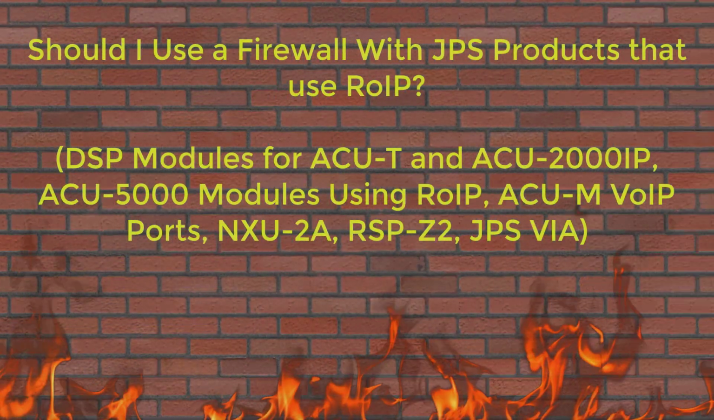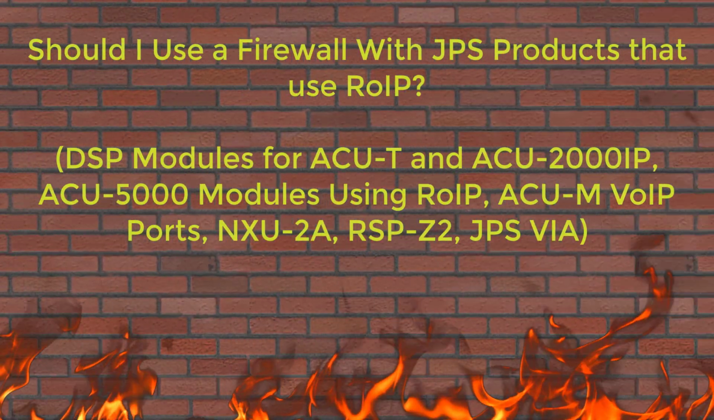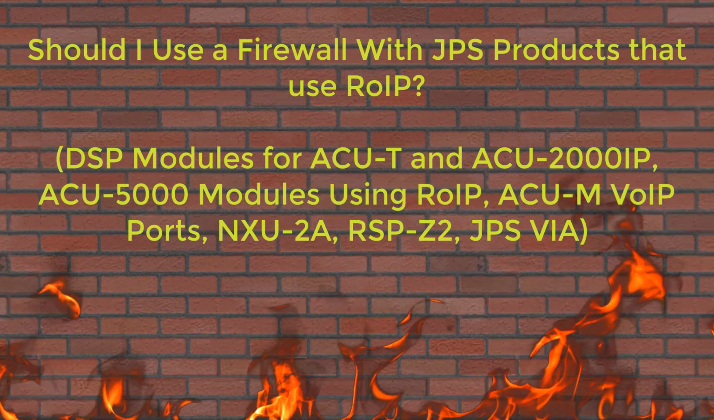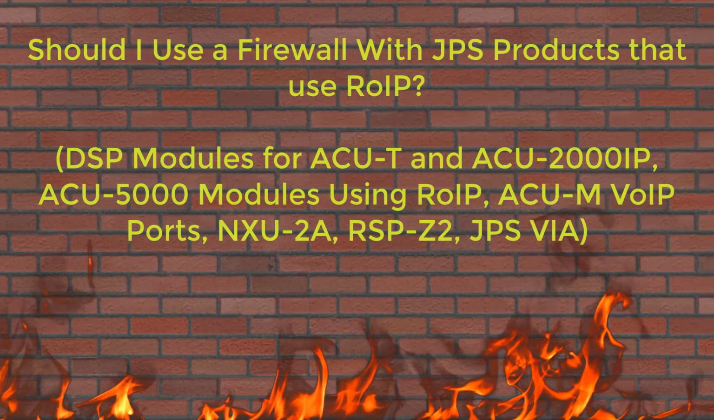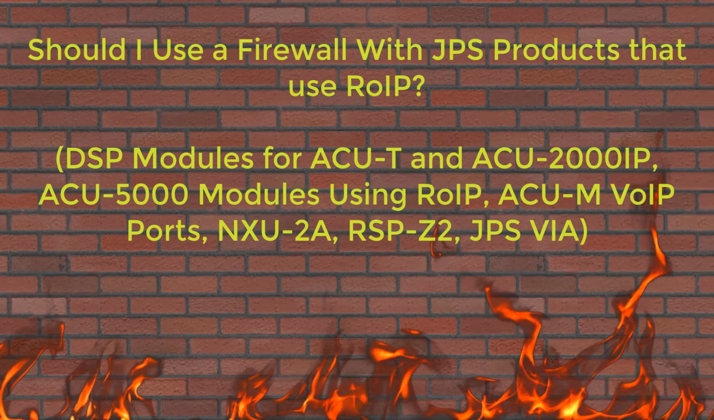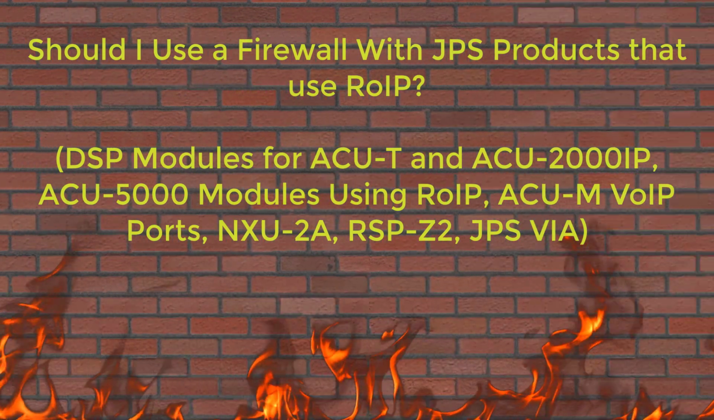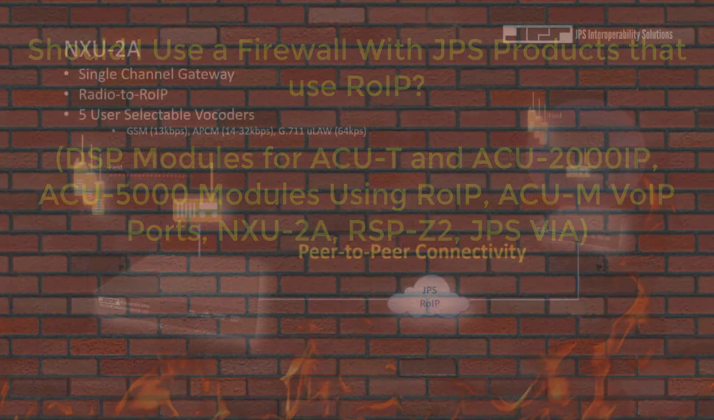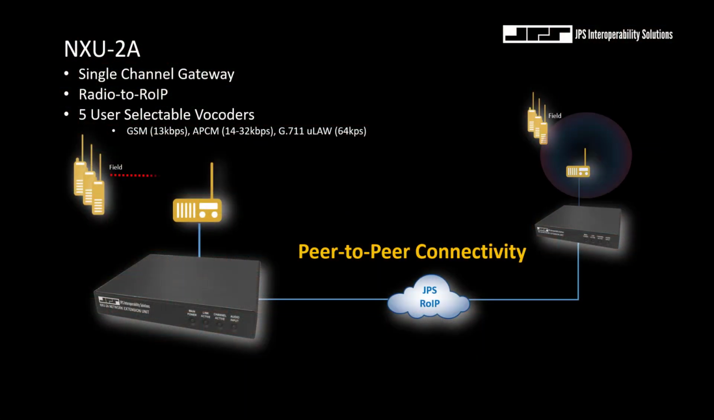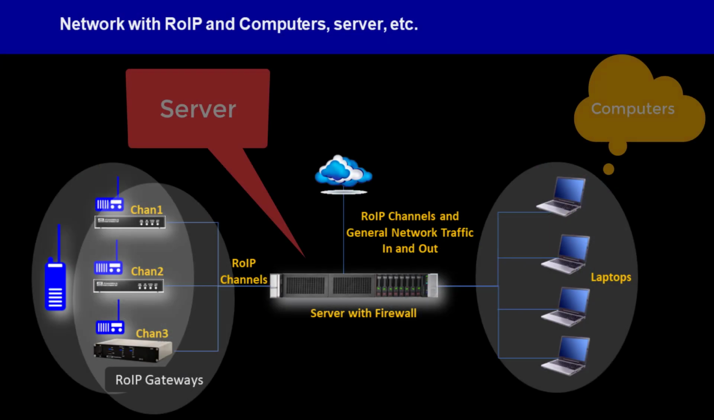The first customer question we commonly see is, should I use a firewall with the NXU-2A, ACU-2000, ACU-5000, ACU-M, or the RSP-Z2? Strictly speaking, from the standpoint of our products, there is no reason to use a firewall. Our products are standalone network devices which pose minimal security risks. However, if the network the product is on is shared with computers, servers, or other network devices, then a firewall may be advisable. Talk to your network administrator about such situations.